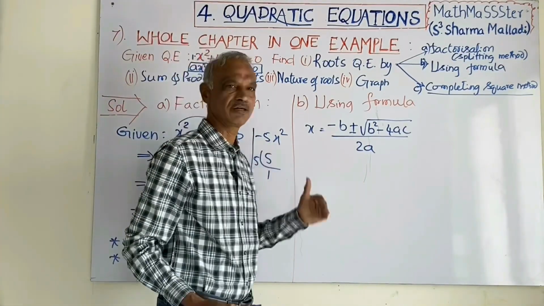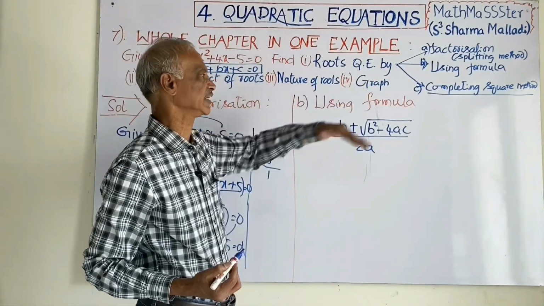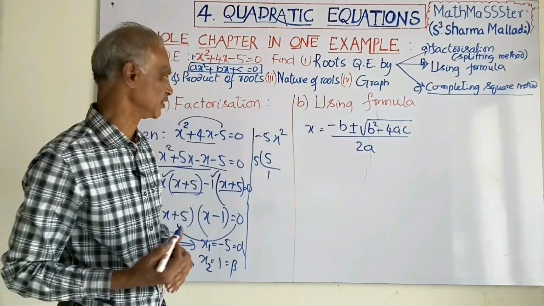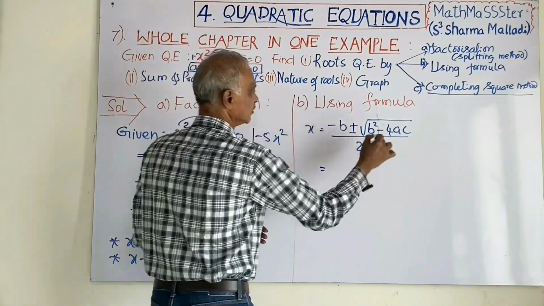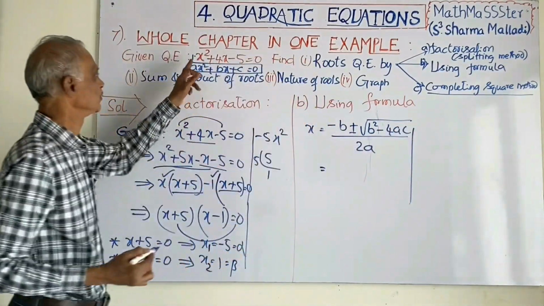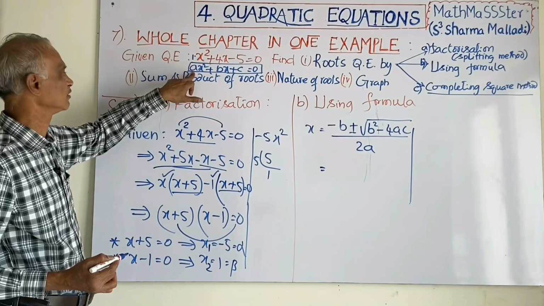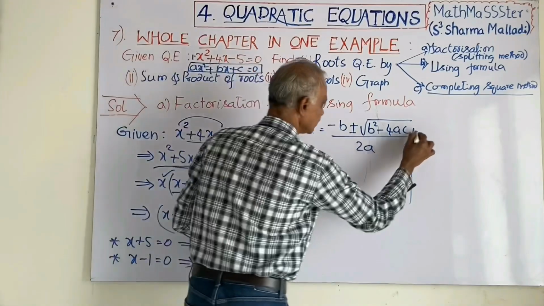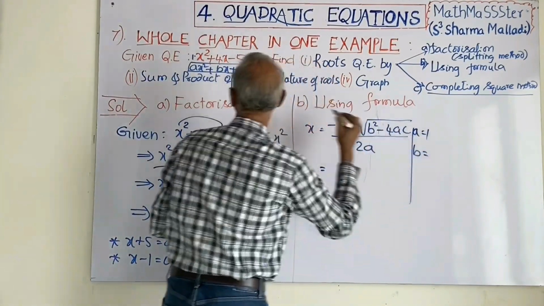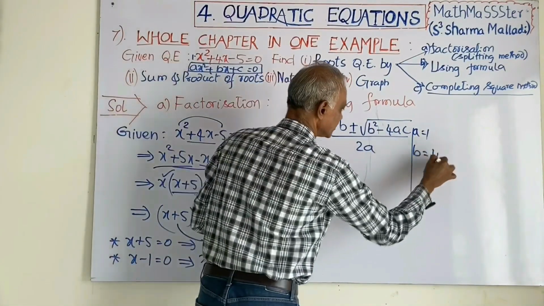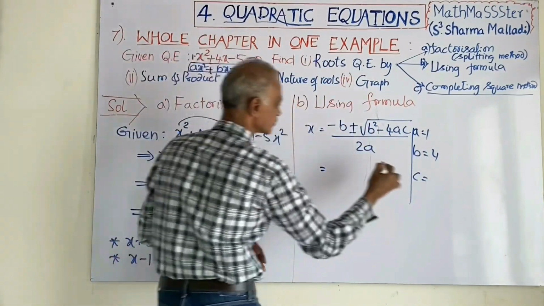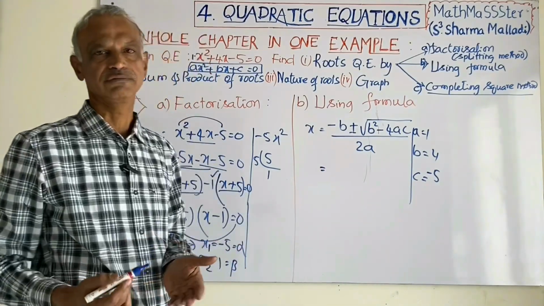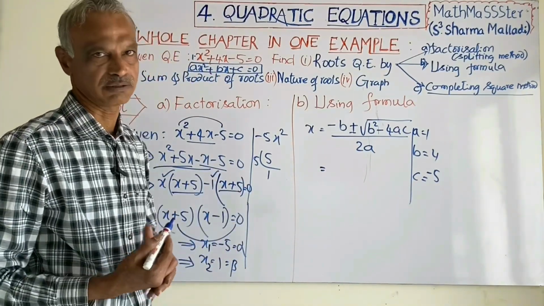Now, using the formula, we will find out the roots of the quadratic equation. We have already found the roots of the quadratic equation by a derivation. First you write the quadratic equation: ax square plus bx plus c is equal to 0. What is a here? a is 1. What is b here? b equal to 4. What is c here? c is equal to minus 5. You have to take minus 5. Some students will take 5. If you take 5, the answer will be wrong.